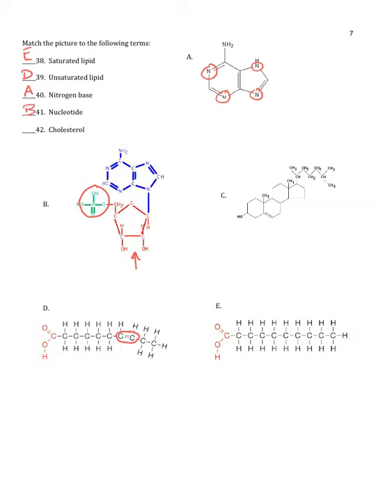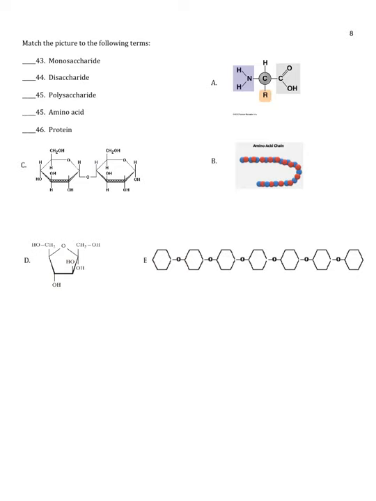And then the last molecule is looking for a cholesterol. You'll notice that there's this thing with a 4-ring structure. Those are what cholesterol molecules look like. So number 42 is C. We've got one more group of molecules to identify. So the first one we're looking for is a monosaccharide. Remember, that's a single sugar. So the single sugar is letter D.